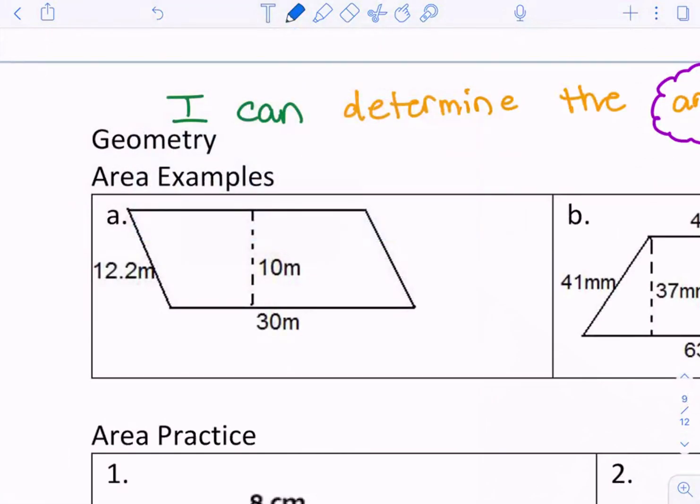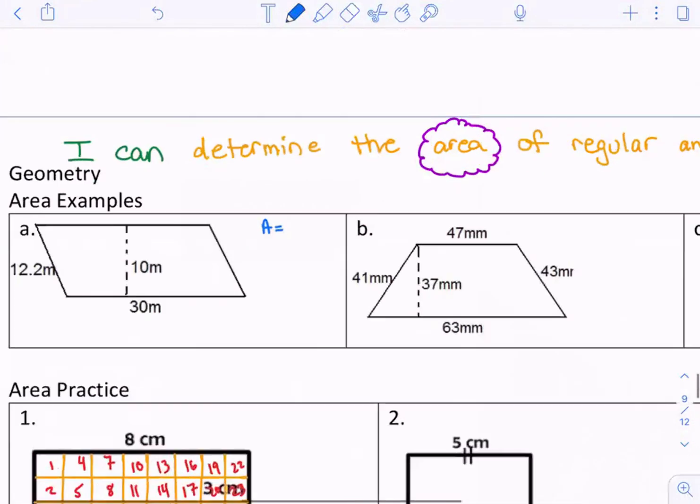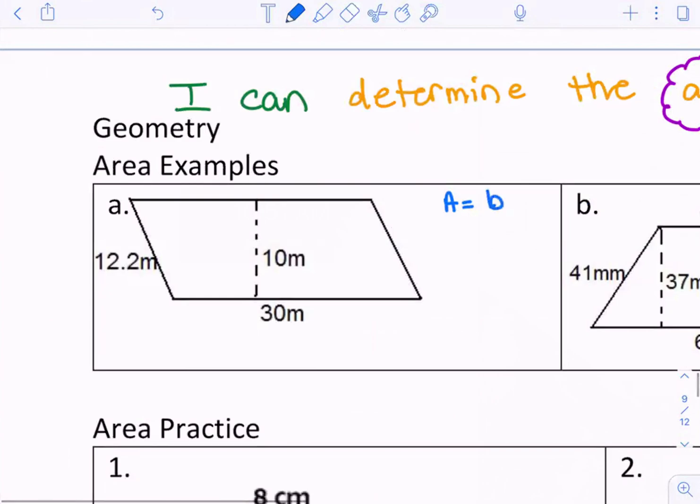So the first thing you have to determine is what shape you have, or shapes if it's an irregular shape. So what shape is this here? So this looks like a parallelogram. So since it's a parallelogram, from the formula sheet, the area equals B times H, or base times height. So there is one piece of information here that's not needed. Can you figure out which one?